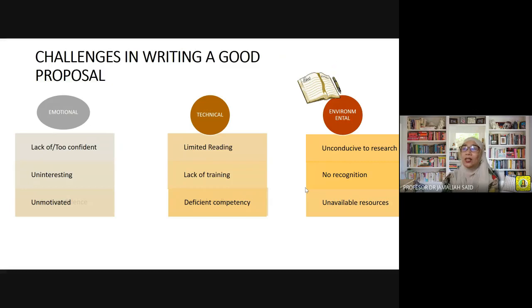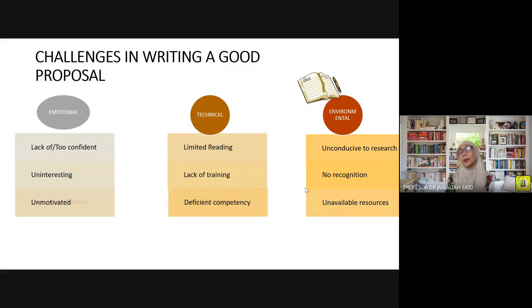Lack of training: you attend a lot of training like this. I actually prefer one-to-one training because different proposals require different methodology, different approach, so different training. So if you can sit down with your supervisors, keep showing your progress, I think you should be able to write a good proposal. And of course, competency and unconducive research environment.